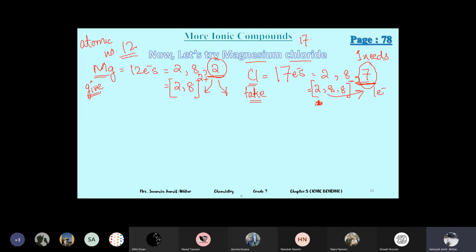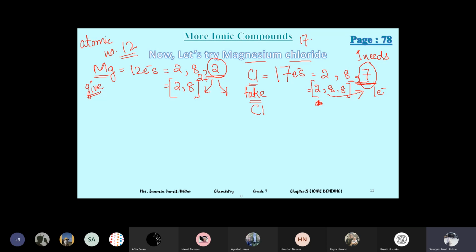Now see here, it's magnesium chloride. Magnesium is giving 2 electrons, but chlorine is taking only 1. So what will happen to the other electron? If it goes back, then magnesium will not be complete, as it still has extra electrons. So another chlorine will come. Chlorine number 2 comes into the story, so there will be 2 chlorines.